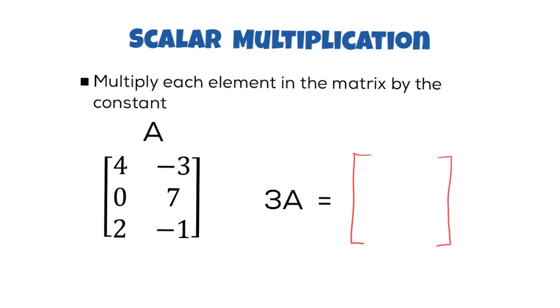So the 4 right here gets multiplied by 3. And so now this is a 12. And the -3 times a 3 is a -9. And the 0 times the 3 is still 0. 7 times 3, 2 times 3, -1 times 3. So not real difficult there. You're just multiplying them all by the same value.